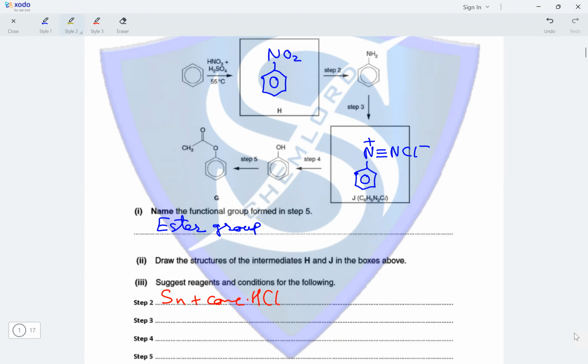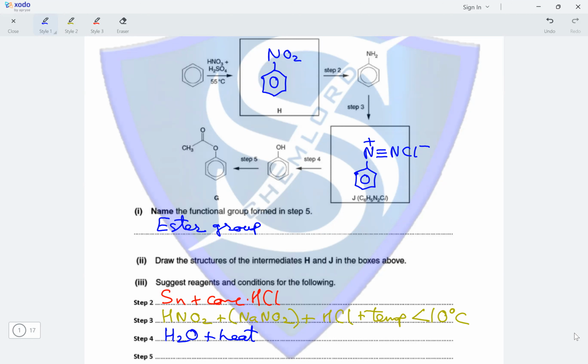Next, step 3. Step 3 is formation of benzene diazonium chloride, which requires HNO2 in the presence of NaNO2 and HCl, and temperature less than 10 degrees Celsius in order to form benzene diazonium chloride. Next is the conversion of benzene diazonium chloride into phenol, which would require water and heat. H2O plus heat is required to convert benzene diazonium chloride into phenol.